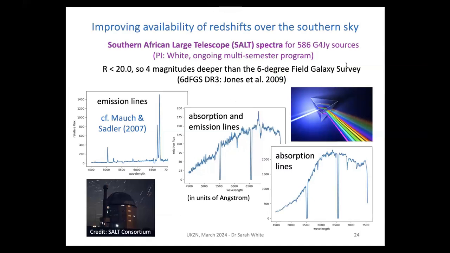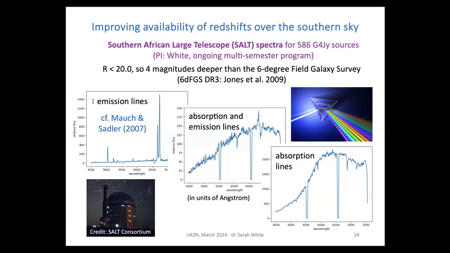Another part of the follow-up for this sample is, of course, to improve the availability of redshifts. And that's because currently the only all southern sky spectroscopic survey is the 6-degree field galaxy survey. But with this ongoing multi-semester program on the Southern African Large Telescope, we're able to go about 4 magnitudes deeper, and this program is looking at about 600 Greenford-Jansky sources. We have here some examples of SALT spectra.